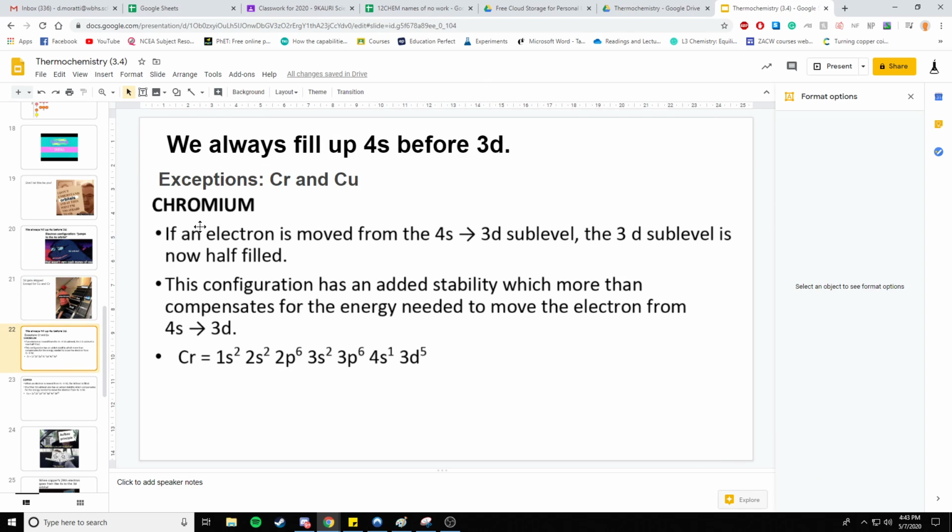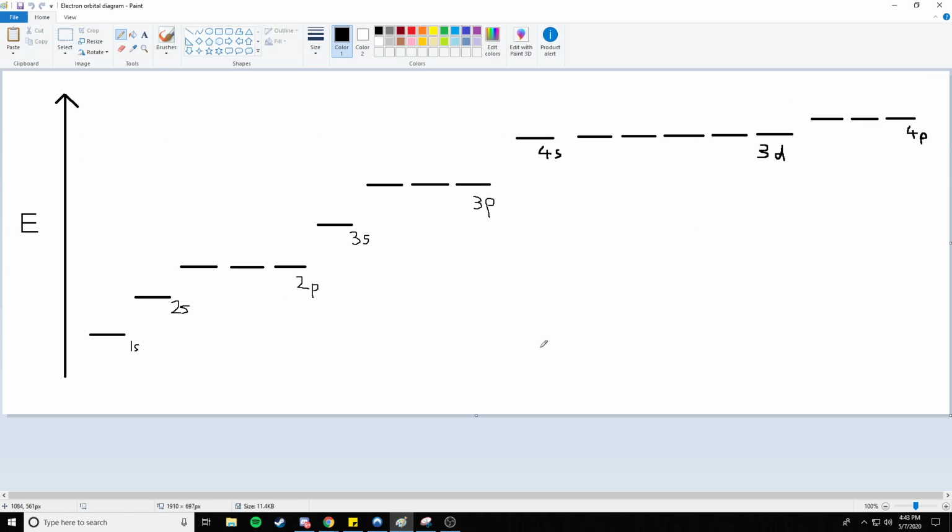Exceptions: copper and chromium. Chromium: if an electron is moved from the 4s to the 3d sublevel, the 3d sublevel is now half filled. Okay, so we're going to take a look at this and see what this means. So this is chromium's electron configuration. Most importantly, it's 4s1, 3d5. So let's take a look at what that looks like.